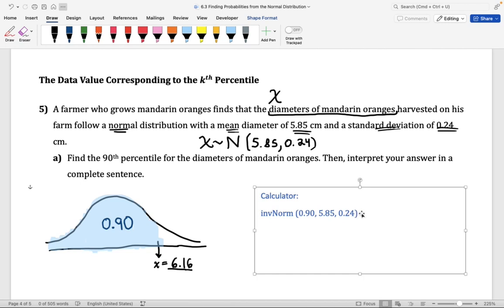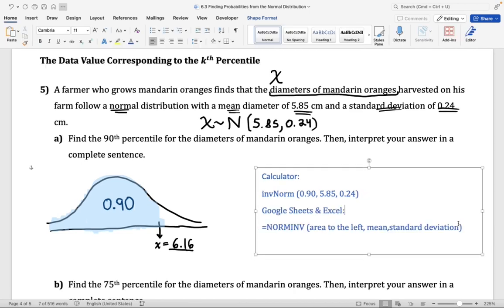Now, I also want to show you how to do this on Google Sheets. On Google Sheets and Excel, you're going to use the following function: NORM.INV. You're going to open a parenthesis, and you're going to need to enter the area to the left of the X value you're trying to find. Then you need to enter the mean, and finally you need to enter the standard deviation.